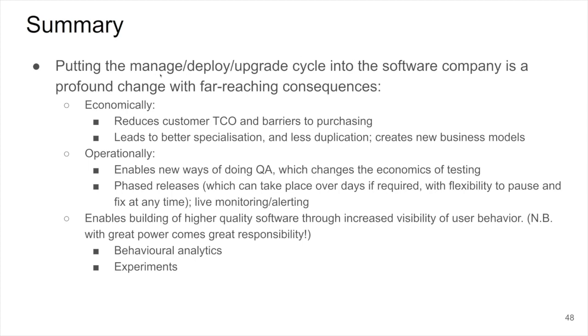So just to recap, we've seen that economically the SaaS model can reduce customer TCO and that it leads to increased economic efficiencies by reducing duplication across thousands or hundreds of thousands of customers, and improving specialization in terms of the way labor is divided between software companies and customers. Operationally, we saw that SaaS leads to new software development processes such as continuous deployment and new techniques for managing quality such as rolling deploys.